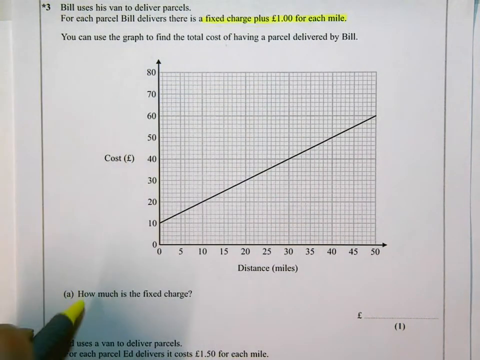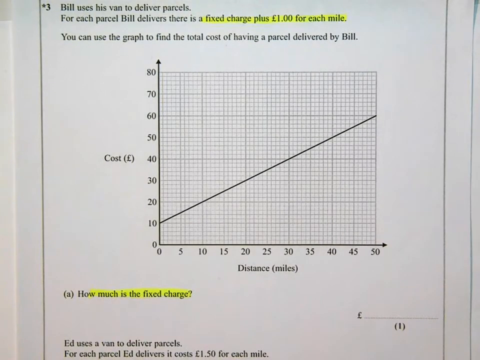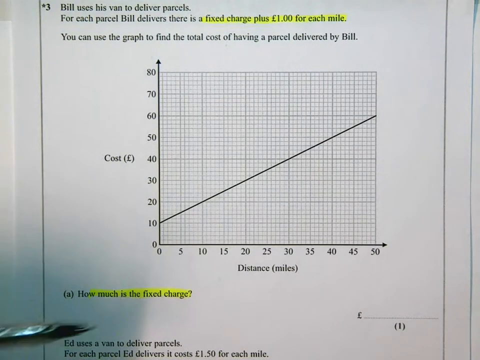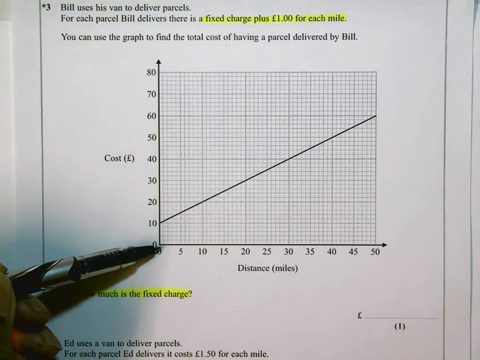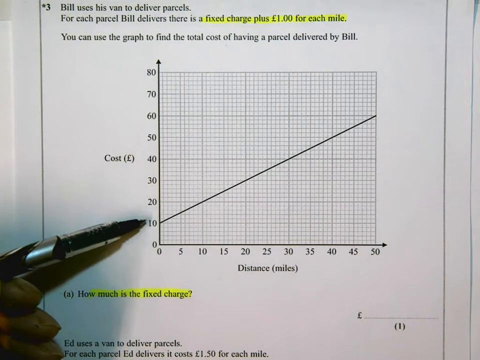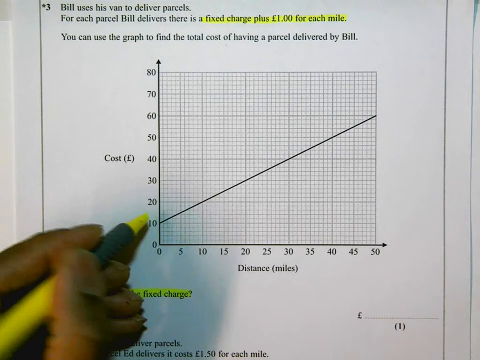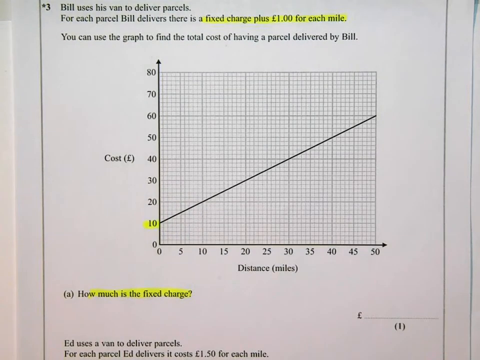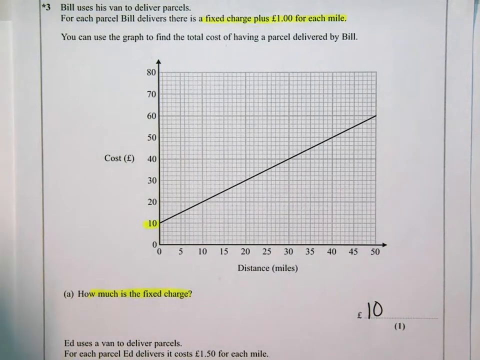The first part asks: how much is that fixed charge? Well, the fixed charge is the amount you pay no matter what. So if 0 miles was covered, how much was going to be paid? If we look at the graph, the fixed charge is where the line meets the y-axis, and it's £10. Fixed charge is £10.